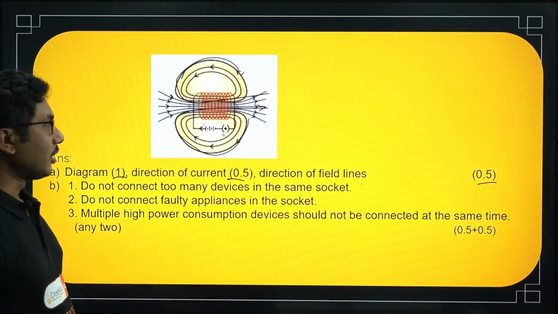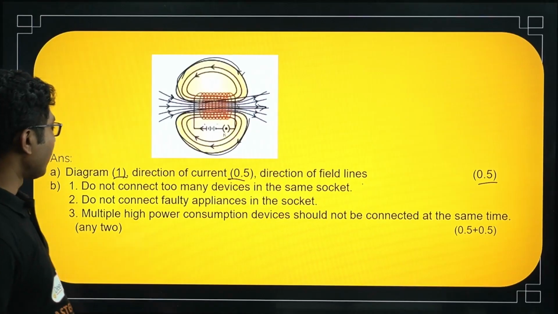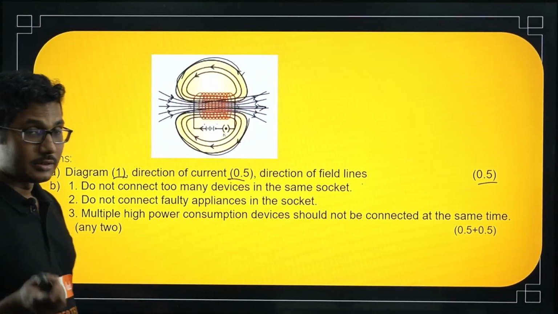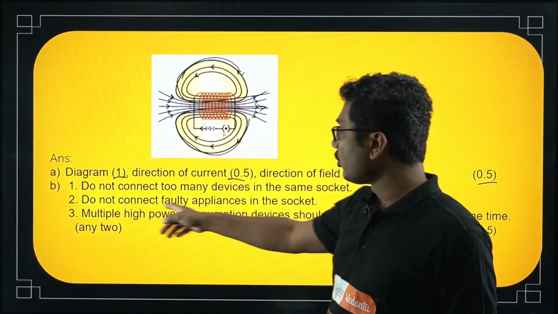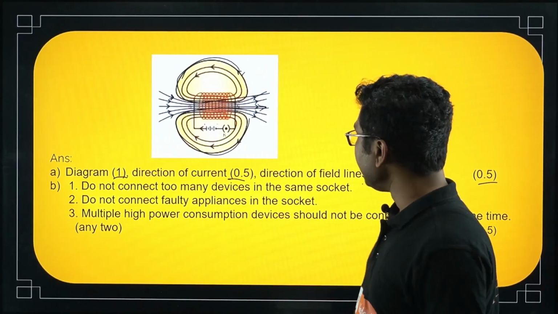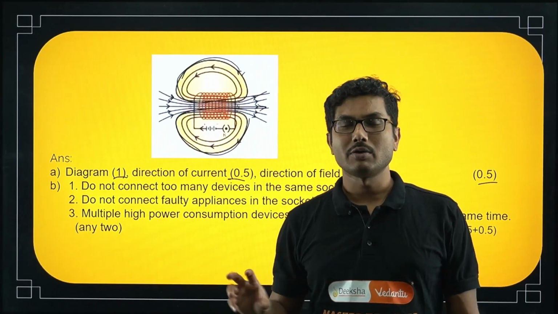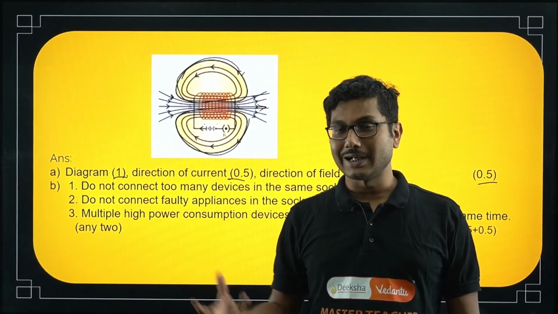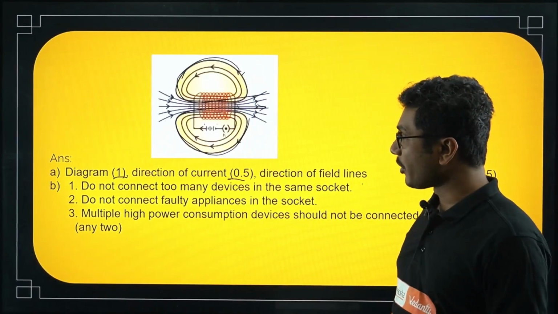Okay, so 2 marks only for drawing this diagram and 1 mark for writing the safety precautions. What are the safety precautions? You have to see that you do not connect too many devices in the same socket. So if you are using a socket, try not to overload it, so that the current rating exceeds and the socket gets burned. So that is one important thing.